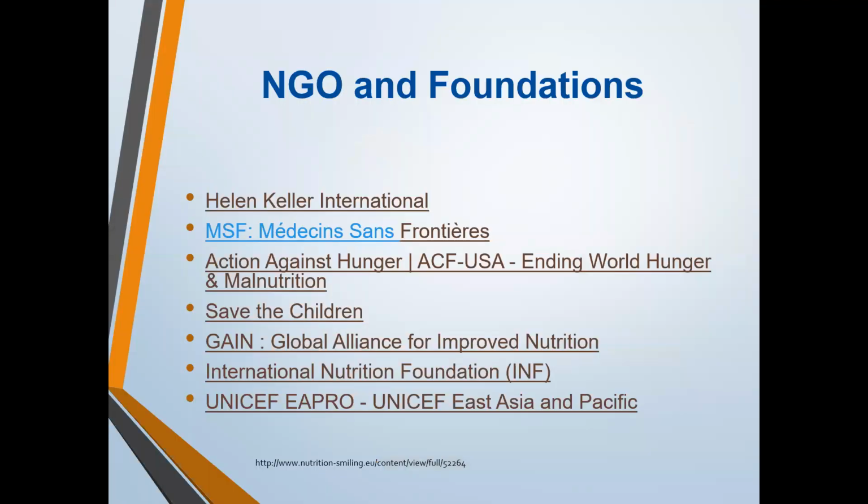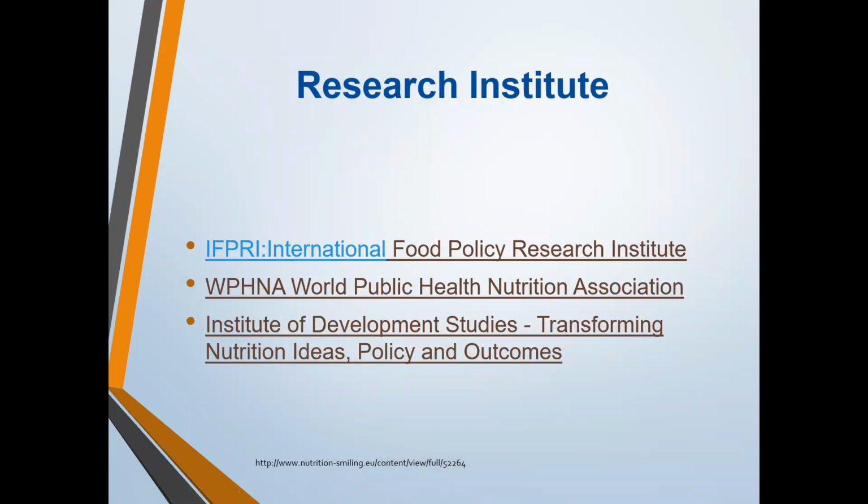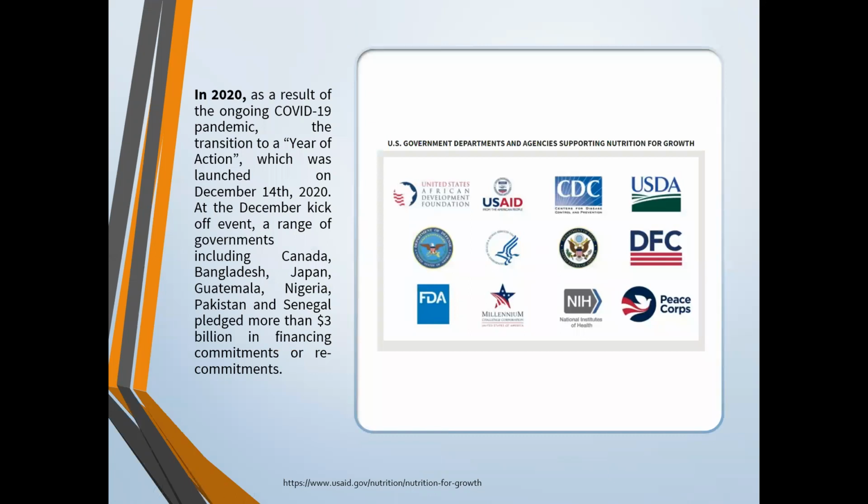There are also some NGOs working at global or international level, like Helen Keller, Save the Children, GAIN, the Global Alliance, the Melinda Gates Foundation, etc. These are all working at international levels. There are also research institutes working at different levels, like the food policy research institute, the World Public Health Nutrition Association, and others, that contribute to research and new discoveries related to food and nutrition problems around the world. These are some of the agencies specifically working with the US government. So these are all included as a major part of these international agencies.